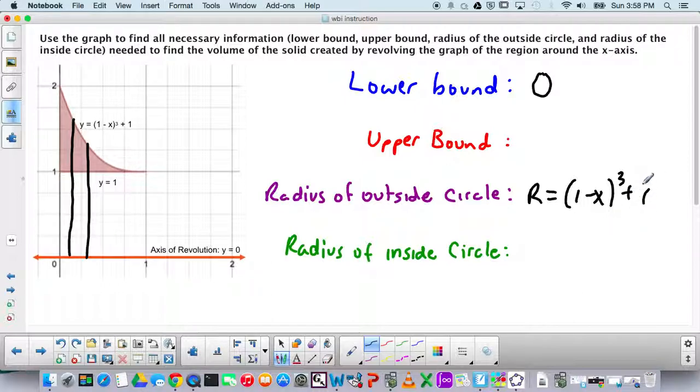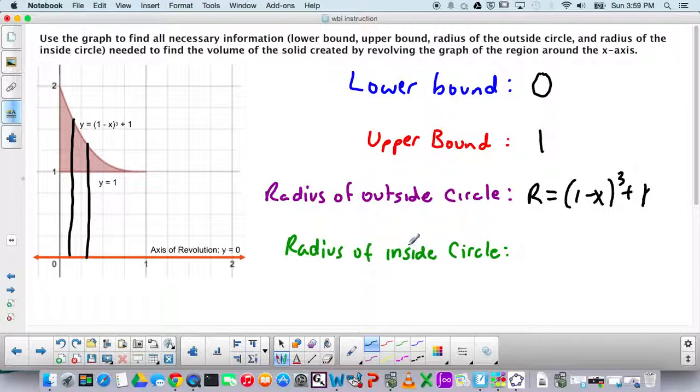Okay, we skipped over the upper bound for a minute. So what's the greatest x value that we have, or the one that's furthest to the right? And that would be x equals 1, so that'll be our upper bound. I apologize for skipping over that for a minute.